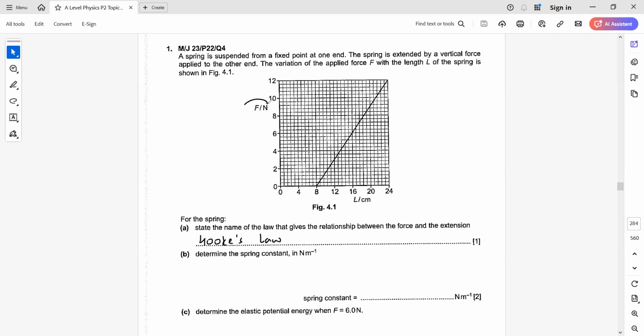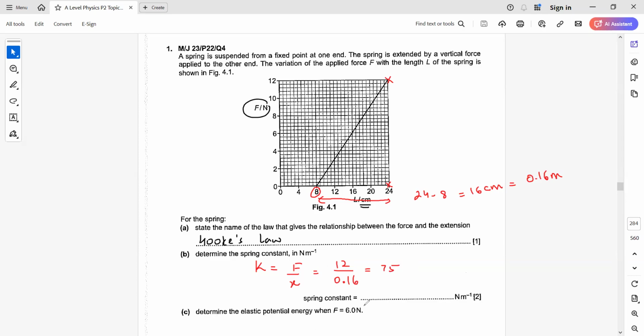So we have Newton and we have centimeter. We have to find out the spring constant. That would be F over x. If we find out the force here, that's going to be 12, and the extension here is not 24 because it starts at 8. So the extension would be 24 minus 8, that is 16 centimeters, which is 0.16 meters, right? So 12 over 0.16 is going to be 75 Newton per meter.